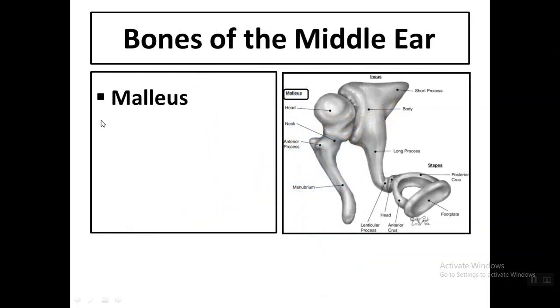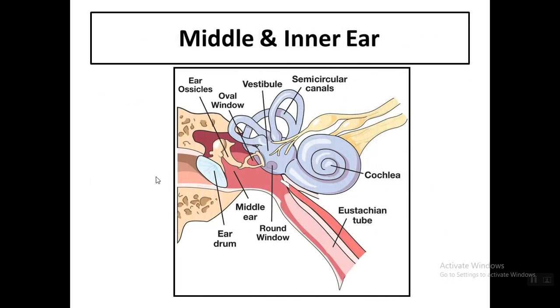These are the bones of the middle ear, the malleus or the hammer. It has a handle, and it has a head and neck. This is the handle of the malleus, which is attached to the tympanic membrane.